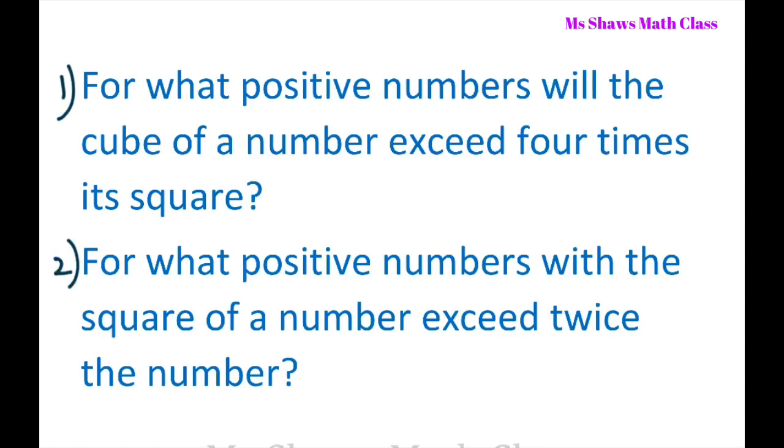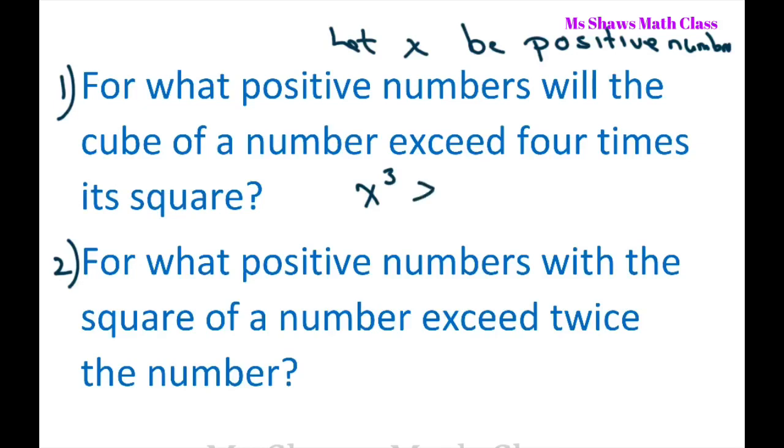The first one is, for what positive numbers will the cube of a number exceed 4 times its square? So let's let x be the positive number. Then let's write this out. Basically it's saying the cube of the number, the positive number, exceeds 4 times the square of the number.